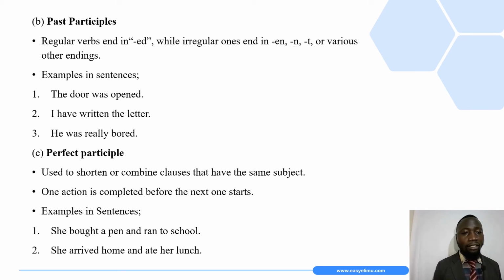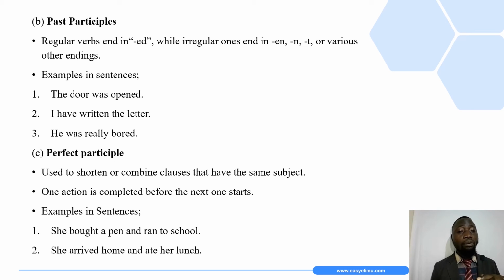On to the next category, the next type of participles, that is, the past participles. When we use past participles in sentences, in most cases, regular verbs end in ed, while irregular verbs end in affixes or suffixes such as en, nt, or various other endings. We have got a few examples here in sentences.